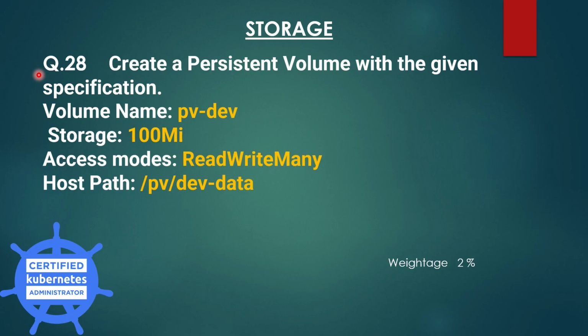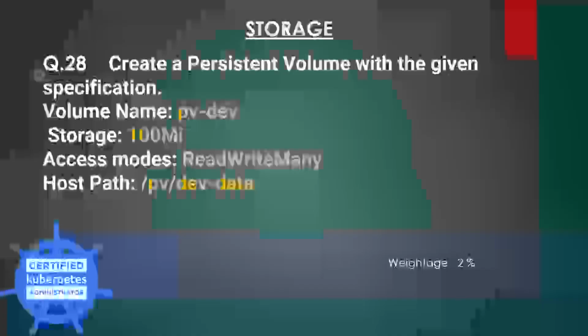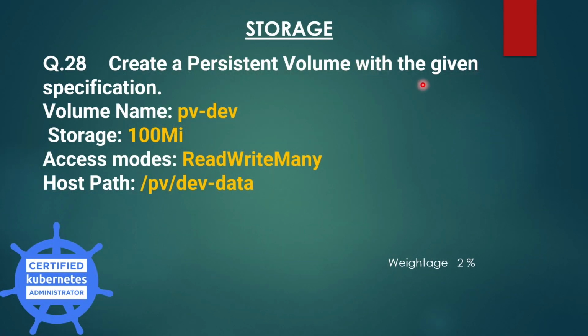Next question is comparatively a small task. The question is to create a persistent volume with the given specification. Volume name should be pvdev, storage is 100 megabytes, access mode should be ReadWriteMany, and the path should be /pv/devdata. This is a straightforward question. Let's go to the cluster.